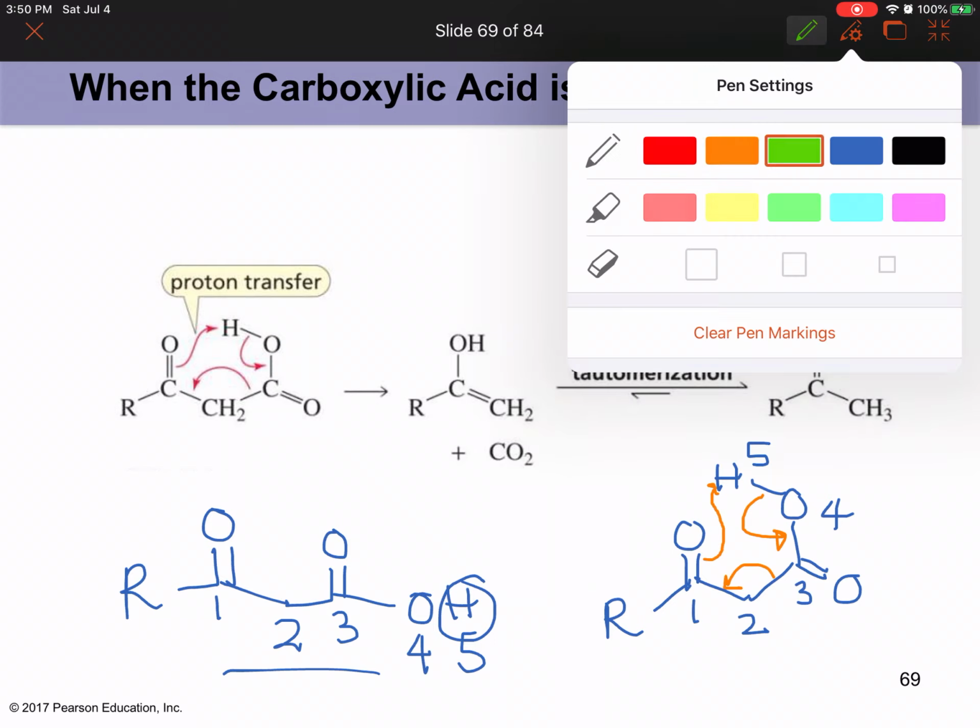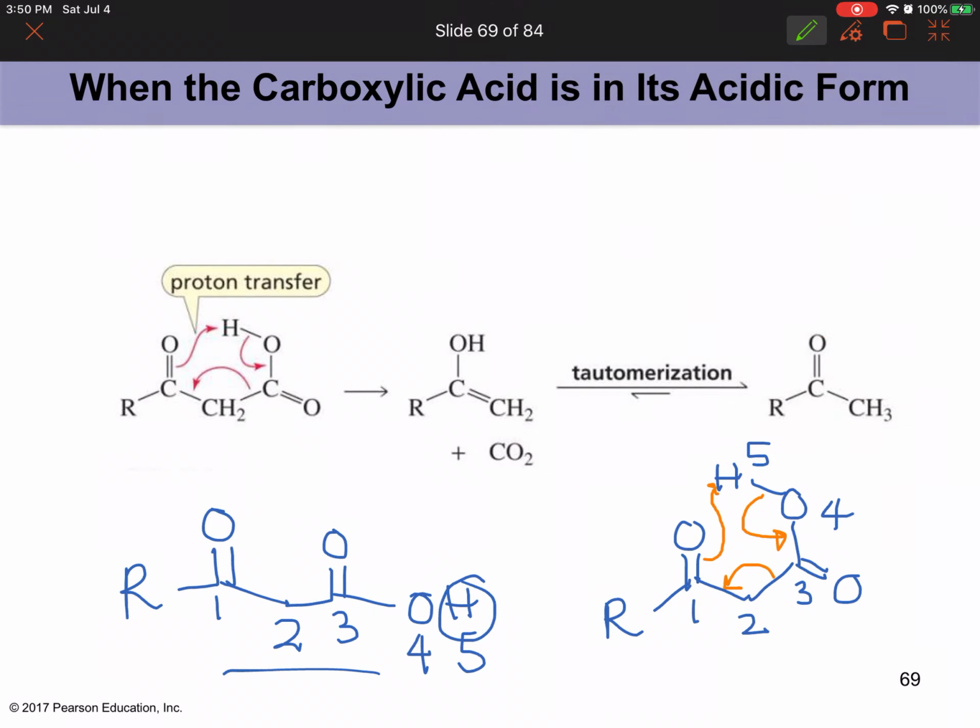Now understand what's happening. A bond is going to form between oxygen and hydrogen. Do you see that? I put some dashes between that. And then the 4 and 5 bond is going to break. And then oxygen 4 and carbon 3 are going to form a pi bond, and this bond is going to break. Okay, so let's see what we're going to get due to this reaction.